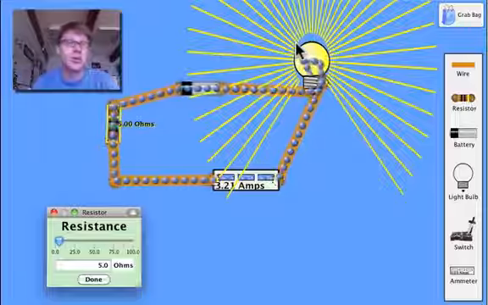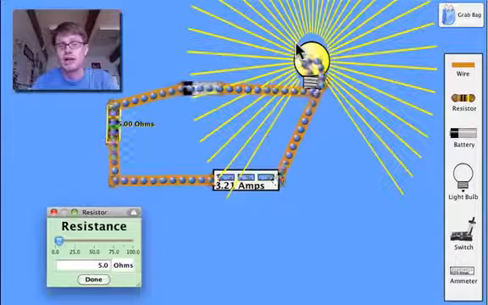I'll talk more about what is a parallel circuit, what is a series circuit a little bit later, but I hope that's a great start.